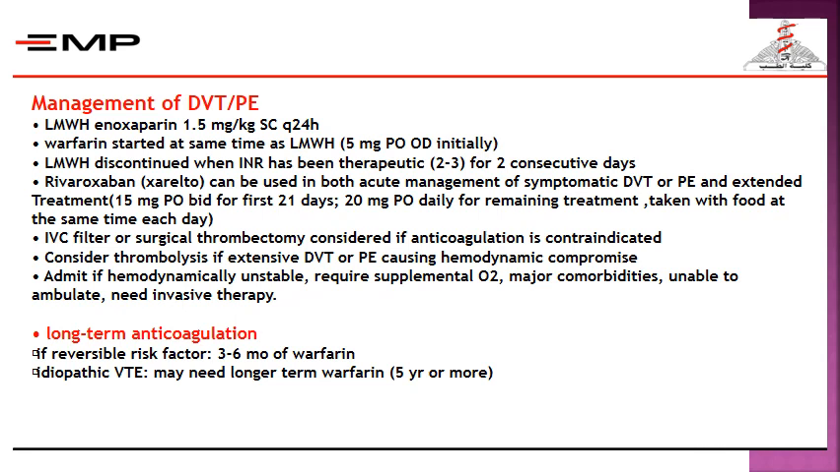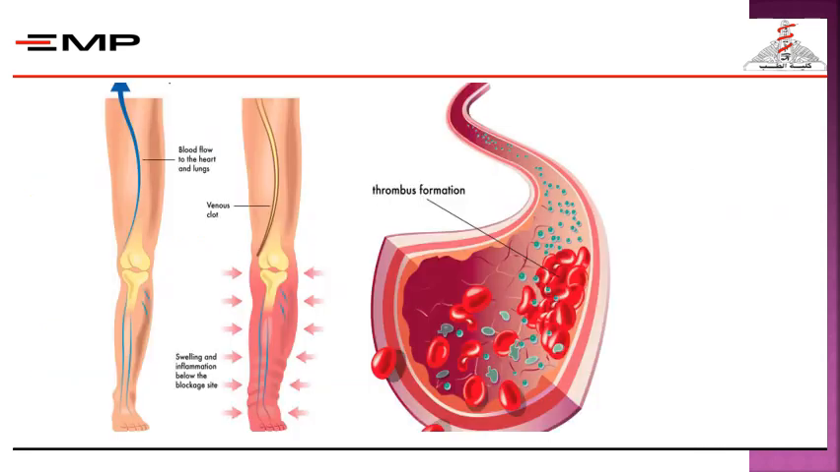Long-term anticoagulation: if there is a reversible risk factor, we will give 3 to 6 months of warfarin therapy or any other oral anticoagulation. In case of idiopathic venous thromboembolism, we may need a longer duration of anticoagulation, up to 5 years and sometimes indefinitely. Thank you.